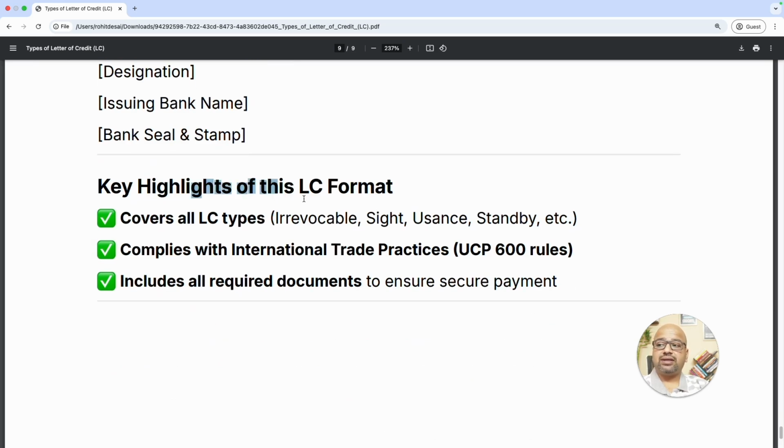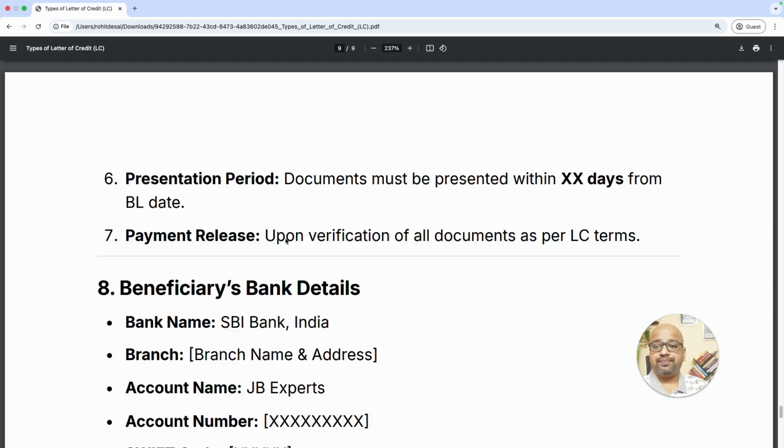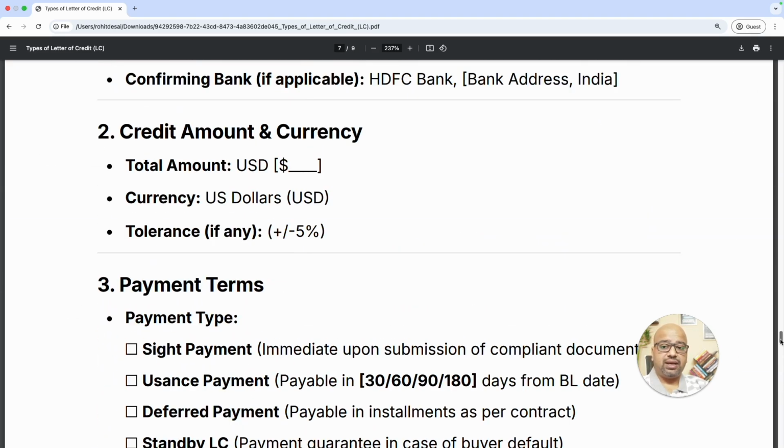So these are the key benefits: covering all types of risk. This format covers all types of LCs. So these are the same details you need to check in every LC you're going to get, and it complies with complete international laws, and allows all the required documents to ensure payment security. So this is the complete detail about LCs.